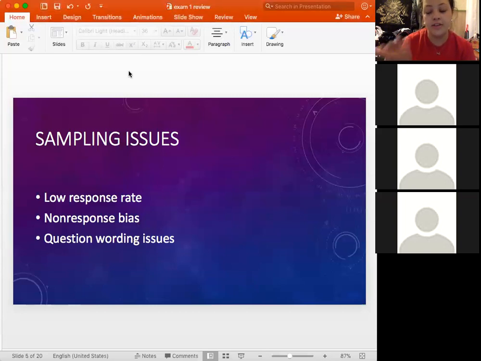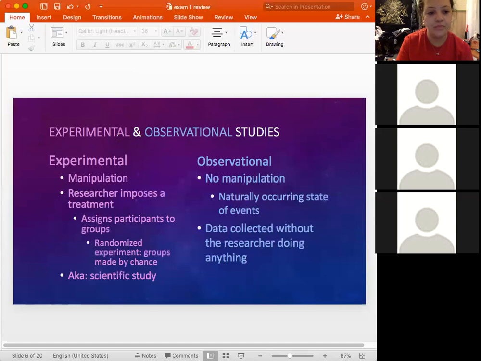So these are things to keep in mind, because statistics is very applicable to real life and research and anything that you're doing to find out information. So you want to make sure that you avoid these things, and also things like confounding variables like we just talked about. Okay, so experimental and observational studies.